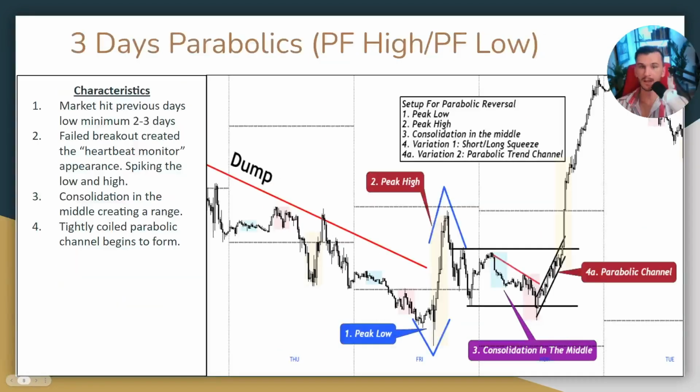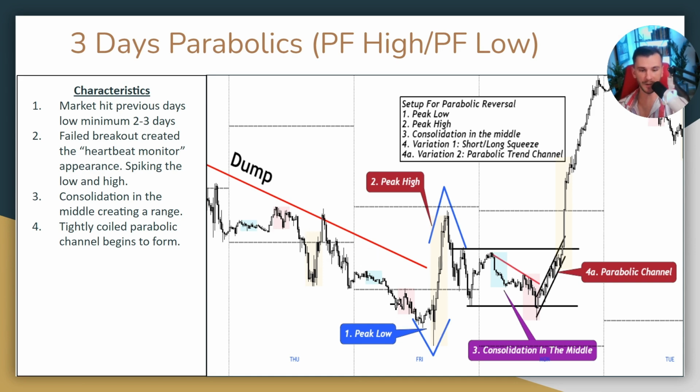Now, looking at the 2 best patterns that you can possibly look for in combination with weekly templates, as well as first red day, first green day, or other signal types of days, you're looking for 3-day parabolic peak formation high and low sort of trades, right? They take place or have been created over the course of 3 days. So, again, coming back to the previous example, but with a little bit more detail added. Some characteristics of this style of trade are multiple days of going down, 2 to 3 days, and a failed breakout, creating a heartbeat monitor style of pattern.